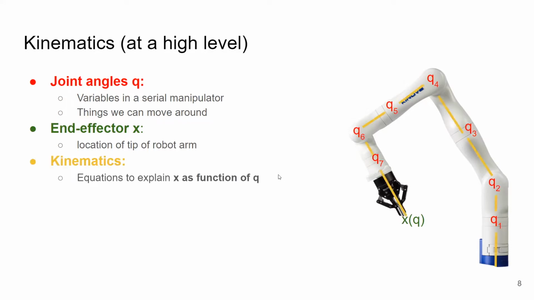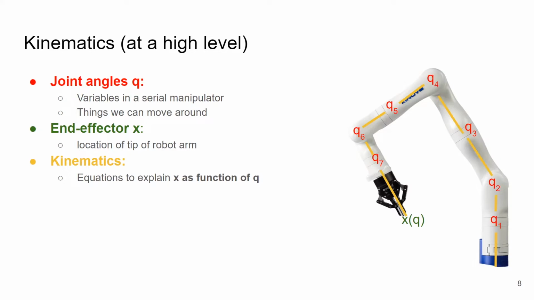And so when we talk about what kinematics are, without going into the mathematical depth and understanding the underlying things, kinematics is just these equations or these functions that explain where the end effector is in 3D Cartesian space or 2D space, depending on where your robot lives, as a function of its joint angles Q. So for the sake of this presentation, that's all you really need to know.